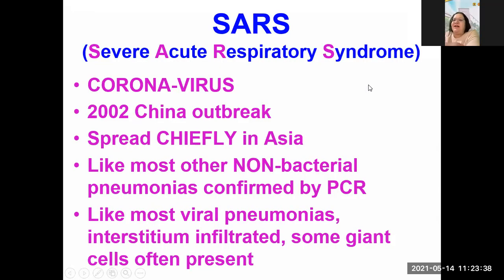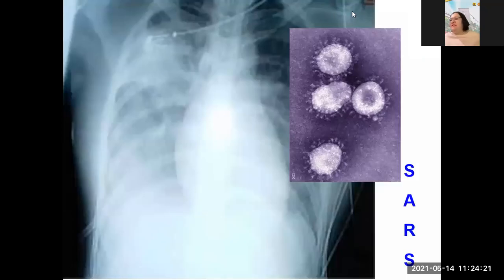Now we're going to discuss the SARS. Before we had the SARS-CoV-2, which is affecting us now, there was in 2002 the first SARS, the severe acute respiratory syndrome. It was also a coronavirus. There was an outbreak in 2002 in China, and it spread chiefly in Asia. Like most non-bacterial pneumonias, it can be confirmed by PCR. And like most viral pneumonias, the interstitium was infiltrated, and some giant cells were also present when it was seen microscopically. So here is an appearance of the SARS coronavirus, the first one.